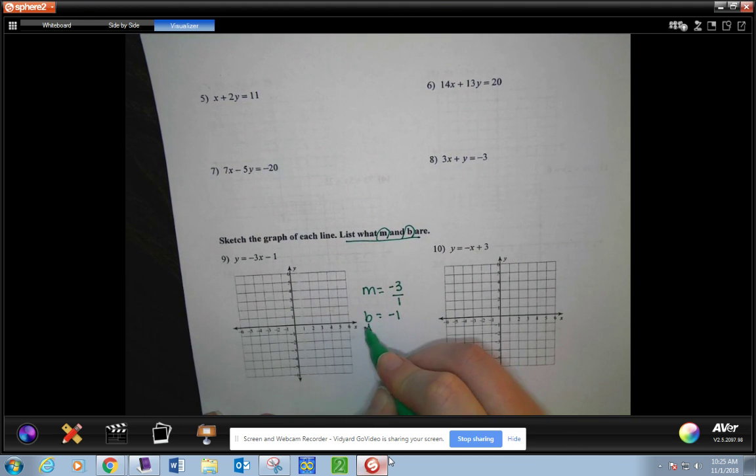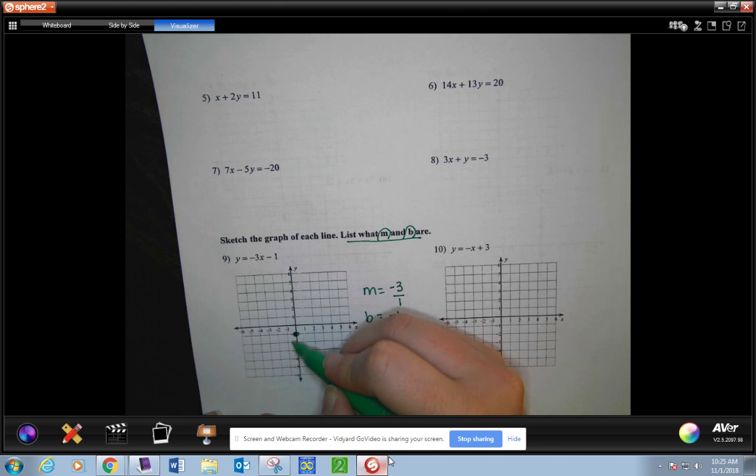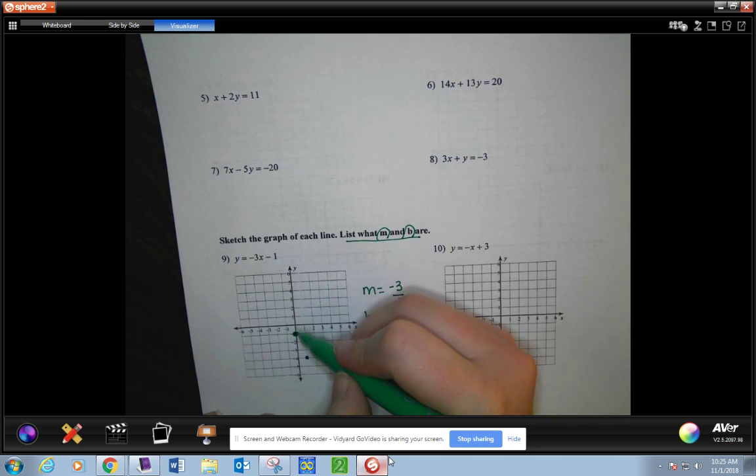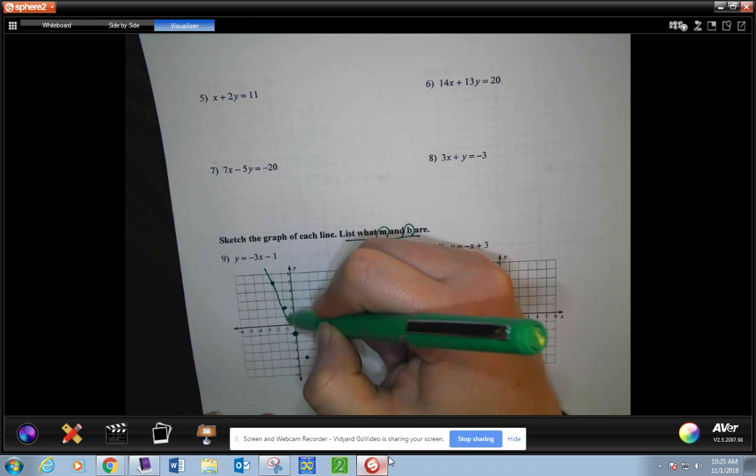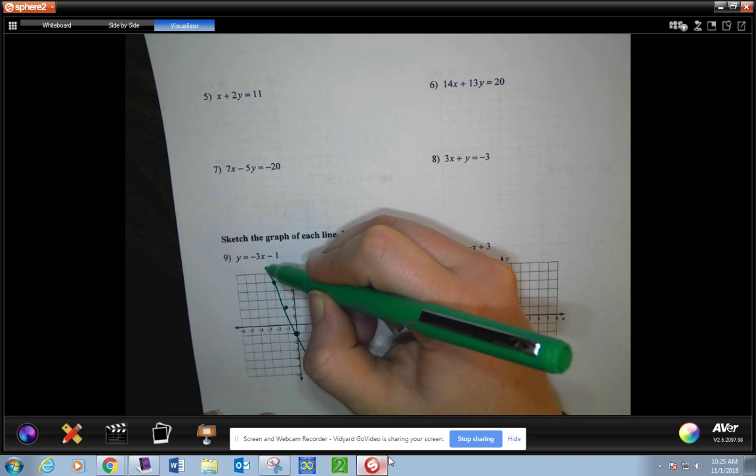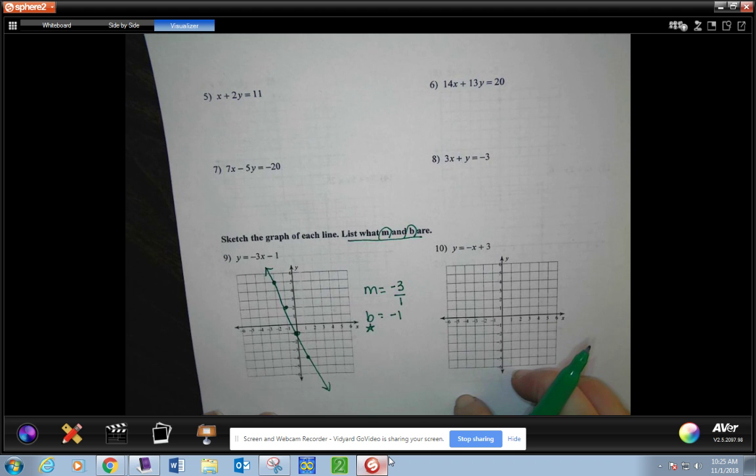You always start at b, so I'm going to start down 1 on the y-axis. And then from here, I'm going to go down 3, right 1. So 1, 2, 3, 1. If you want more points, remember you have to go back up and do the opposite. 1, 2, 3, left 1. Okay, once you have it, I need you to connect your dots and draw your line all the way through and put arrows because it goes forever.